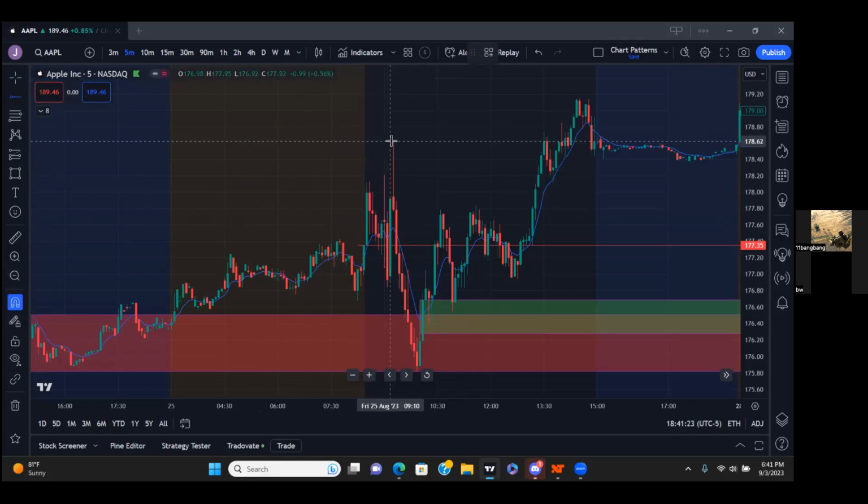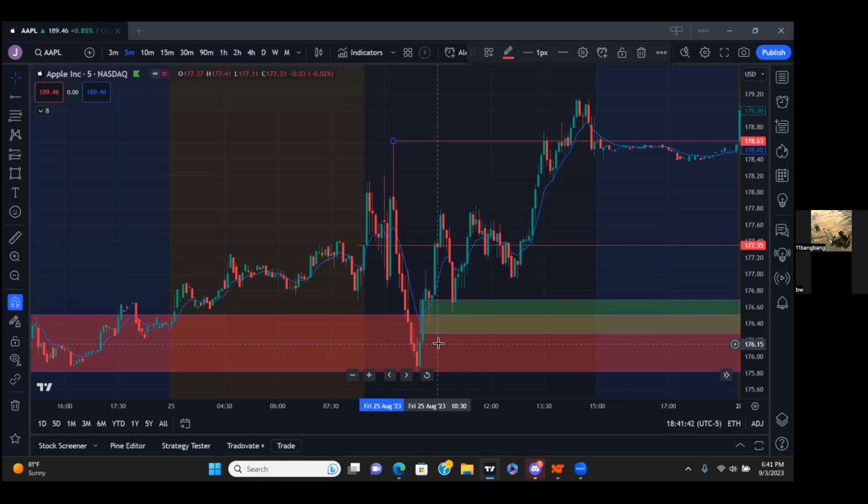And that's called internal liquidity that was swept after we bounced off the fair value gap with higher lows. Then that's the target. Once you get there, you can exit your contract after you entered on either the break or the retest.